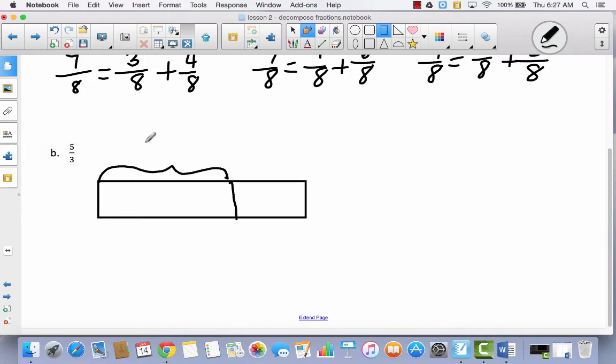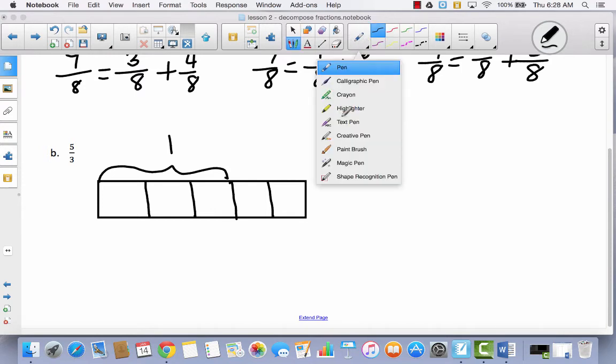Now, because my denominator is a 3, I know I have to divide this into thirds. So I'm going to go ahead and draw 2 lines. And now my whole is divided into thirds. I have to have 2 more thirds for a total of 5. So I'm going to divide this into half. So now I've got 1, 2, 3, 4, 5 thirds. Now I'm going to shade. I'm going to shade all of them.